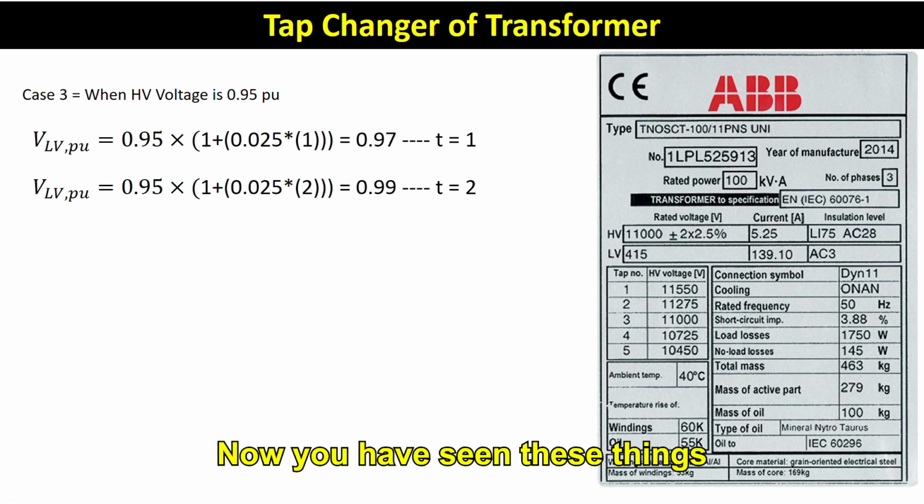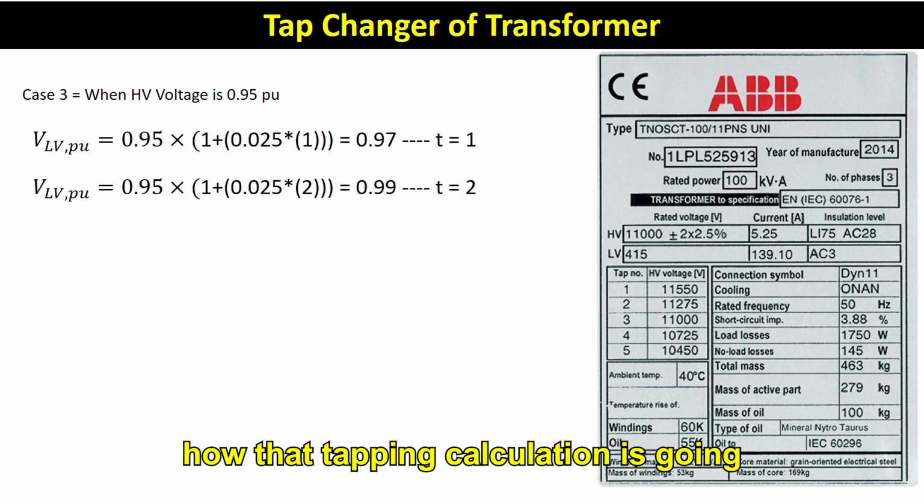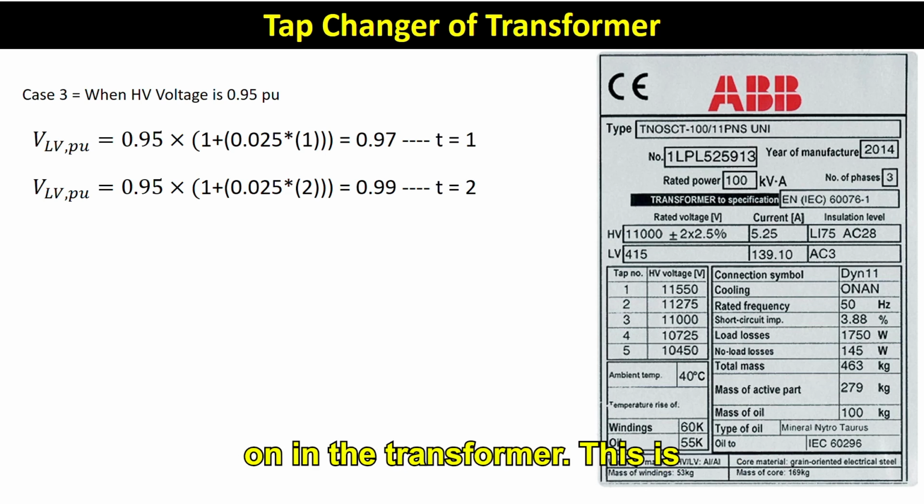Now you have seen how the tap calculation is done in the transformer. This is the manual calculation. Now we will see it in DIgSILENT PowerFactory.